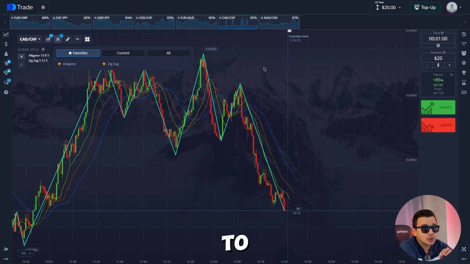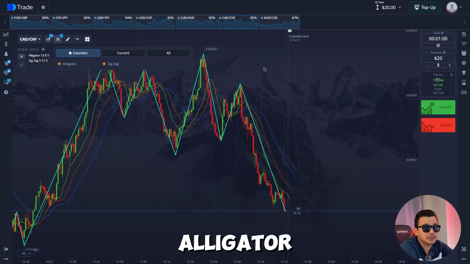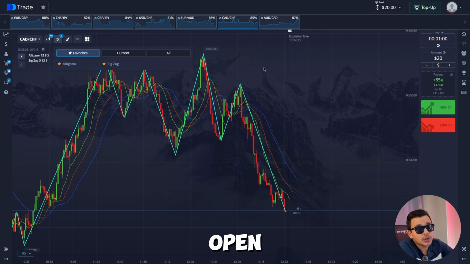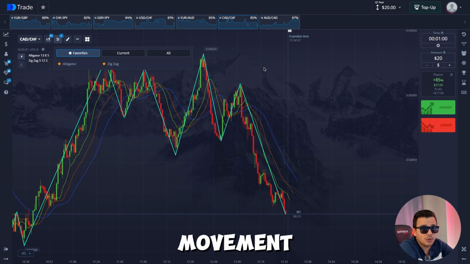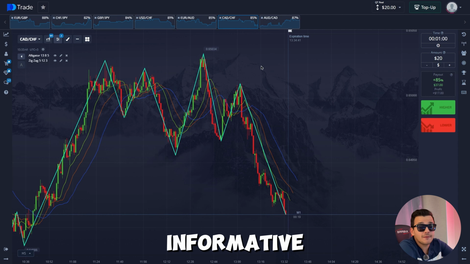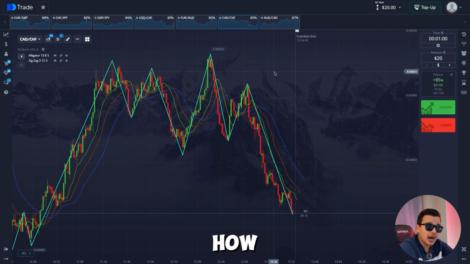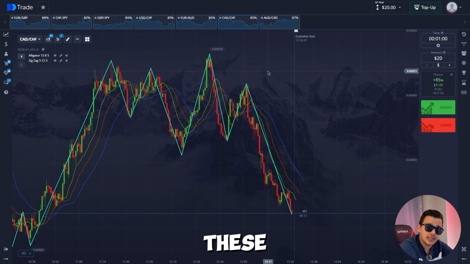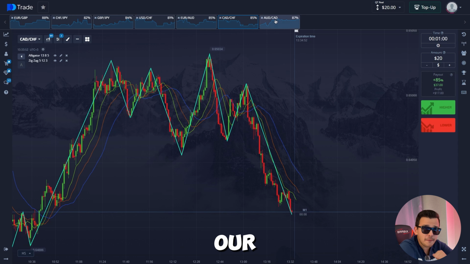So let's begin by sorting out the indicators. Today is a trend strategy. Accordingly, our indicators today are Alligator plus ZigZag. We will open on the trend and against the trend. To consider the intra-trend movement as a whole will be interesting and informative. In the course of my training, you'll understand how to properly navigate using these indicators. So let's start our trading and choose our first currency pair.